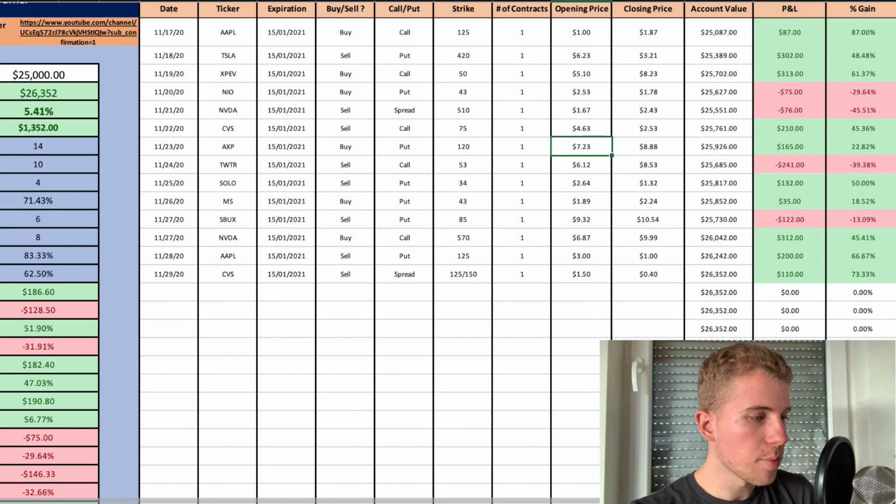We're going to describe the left hand side of the spreadsheet because this is really where all of the analysis is taking place. By the way, if you have any question about this spreadsheet, please don't hesitate to comment below. I'll be happy to answer any question that you can have.